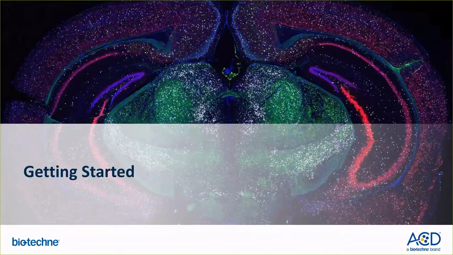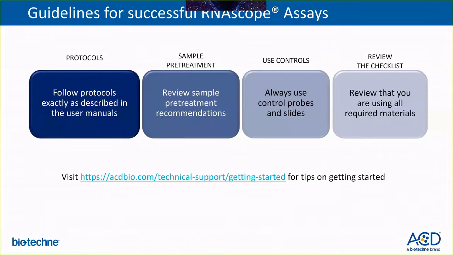Getting started. Some general tips to ensure success with RNAscope and BaseScope assays. First, follow the protocols. We have various protocols that are complete with details to help address the best way to run the assay. Next, sample pretreatment is very important to ensure that you get the most optimal RNAscope signal. The pretreatment conditions will differ from sample type to sample type and may require some optimization. Using controls is highly recommended, especially when you are troubleshooting your assay. And lastly, it is critical to make sure that you have all the components required to run the assay before you begin the assay.